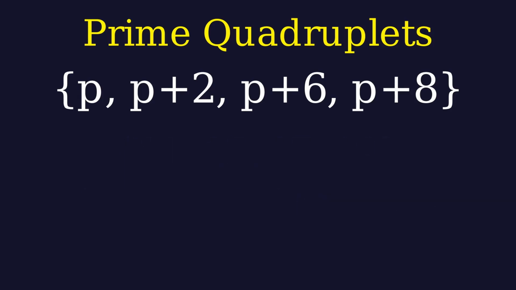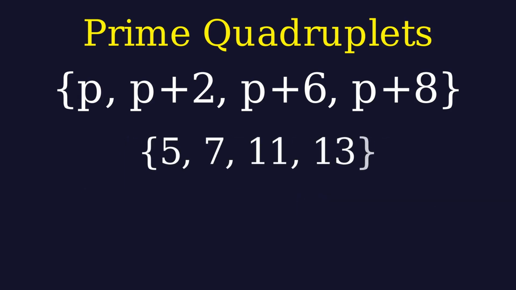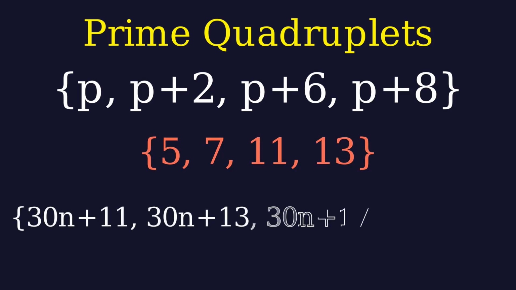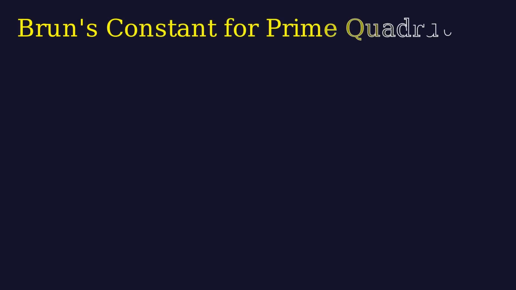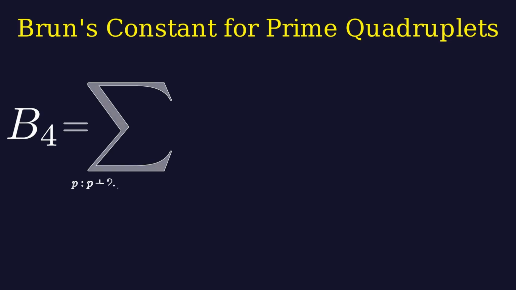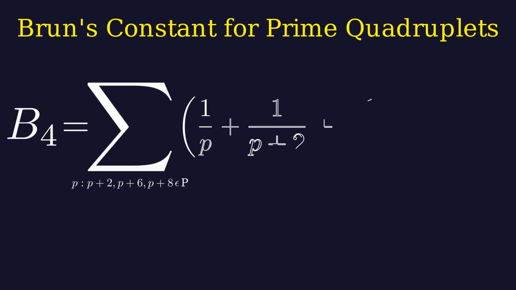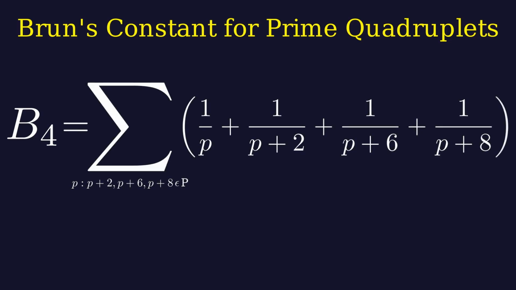All prime quadruplets except 5, 7, 11, and 13 are of the form 30n plus 11, 30n plus 13, 30n plus 17, 30n plus 19 for some integer n. It is not known if there are infinitely many prime quadruplets. The constant representing the sum of the reciprocals of all prime quadruplets is called Brun's constant for prime quadruplets, and it is denoted by b4. In other words, b4 is equal to this sum, where the capital P denotes the set of prime numbers. The value of b4 is approximately 0.87.